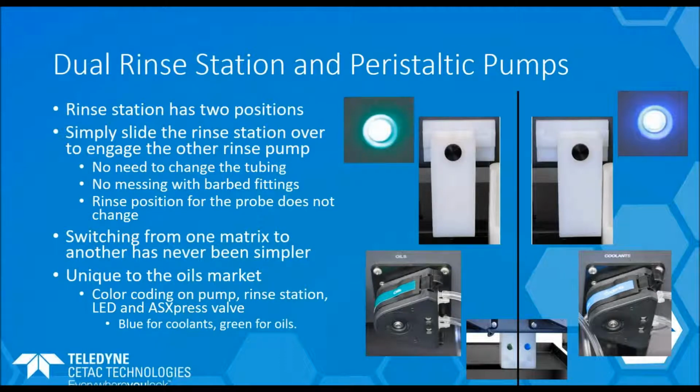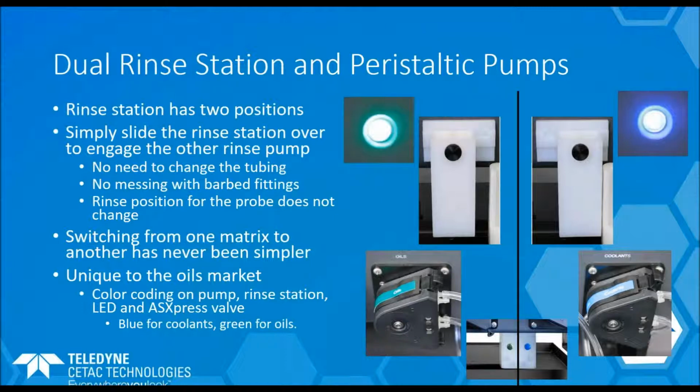One of the really key features for this system is our dual rinse station and peristaltic pump. So when I say dual rinse station, I don't mean that it has a spot for the stir and a spot for the probe. This rinse station was actually designed to be used with 2 different matrices. So it's a segregated rinse station.